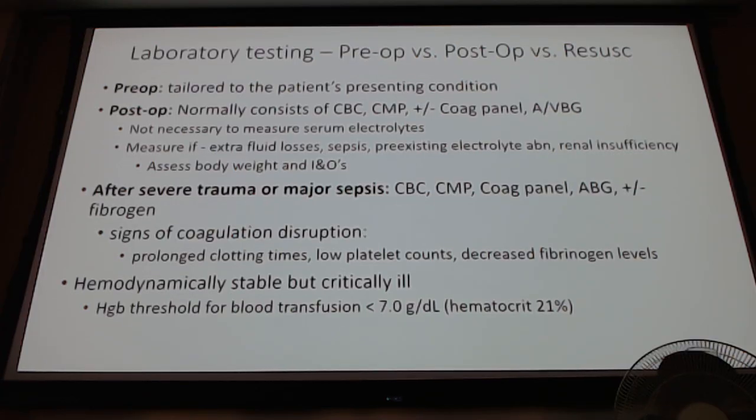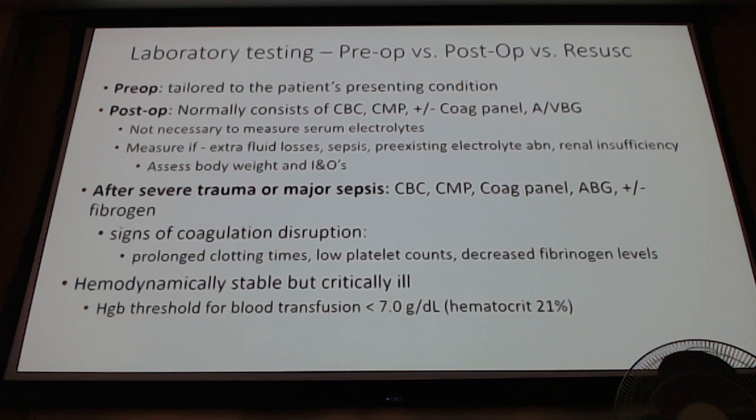After severe trauma or major sepsis, okay, we add on fibrinogen. Coag and ABG are really not negotiable. So CBC, CMP, Coag, and ABG are normally what we do all the time for post-op trauma patients and major sepsis patients. Okay.